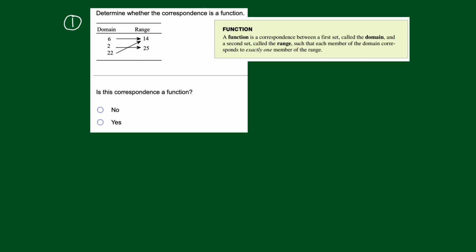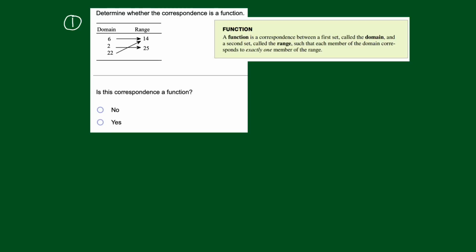So you have a correspondence. Now we have a correspondence here, right? 6 corresponds to 14, 2 corresponds to 25, 22 corresponds to 14. But there's a condition. The condition is this. Each member of the domain corresponds to exactly one member of the range. All right, so each one of these members corresponds to exactly one member of the range. Now the question is, do we have that here?